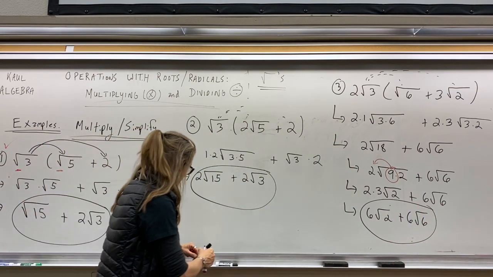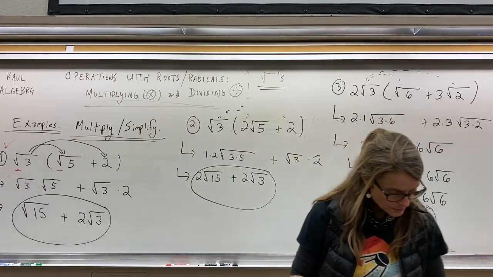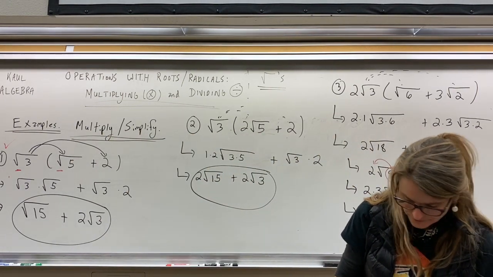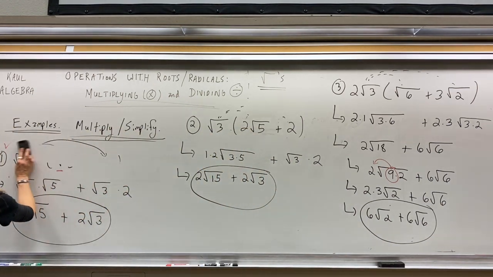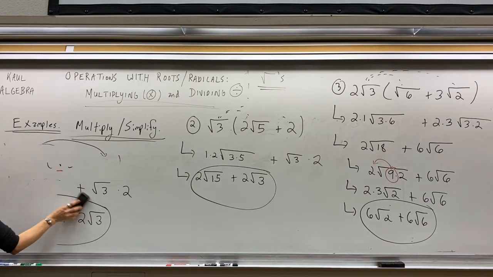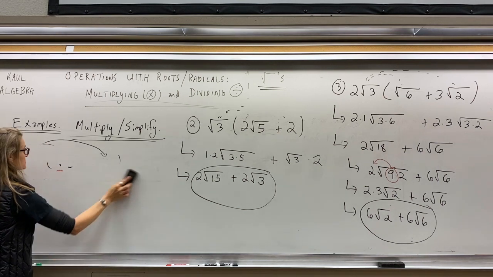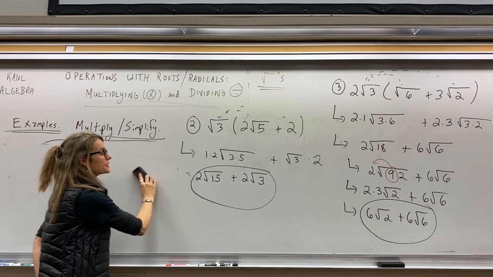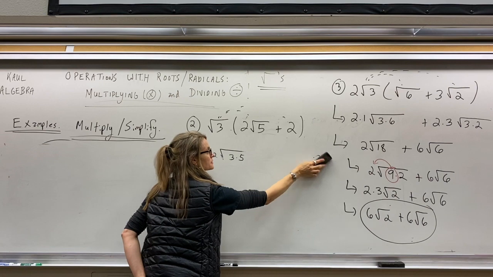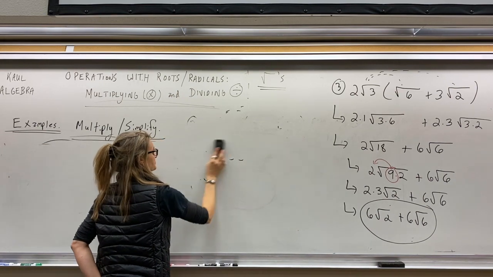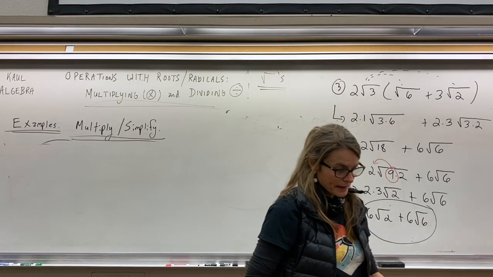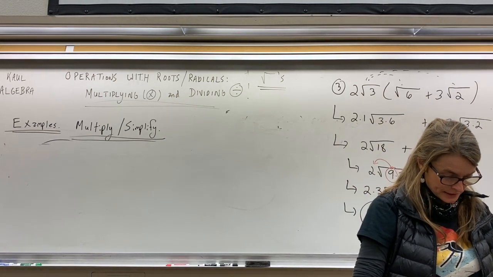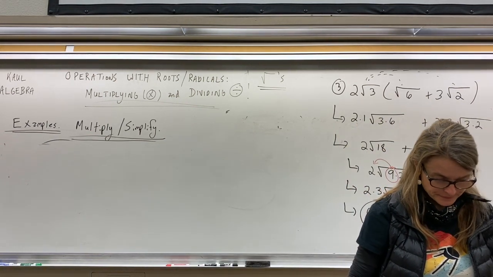Okay, so next up, let's do some with x's in them and look at a FOIL method. So we can have all kinds of radicals thrown at us, as we know from previous exercises in simplifying. We can have x's and y's and inner radicands, etc.